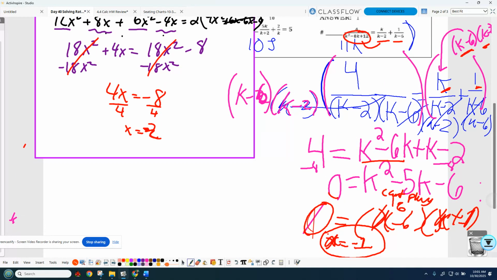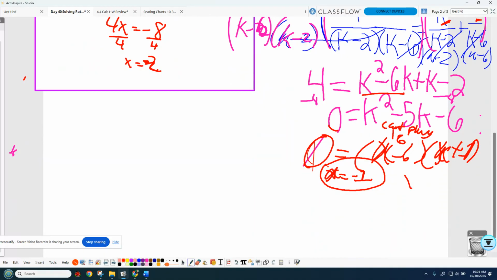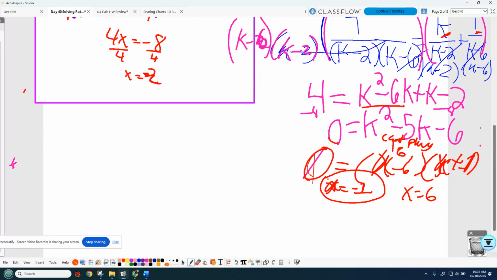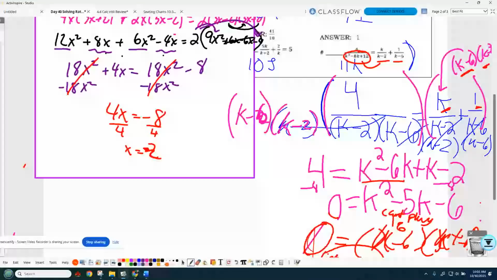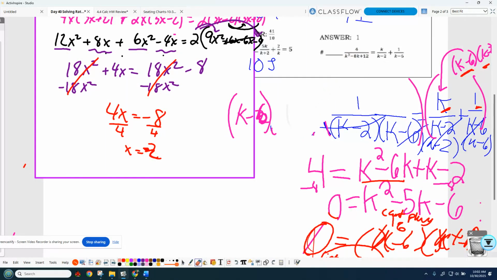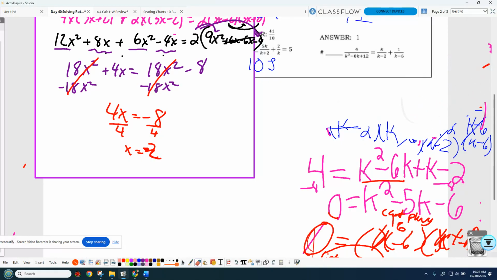How come they didn't keep, in factoring, they get x equals 6 and x equals negative 1. They only kept the negative 1. How come? Why? Okay, so those that wrote the problem up say we threw it out because when they plug 6 back in to this problem, it causes a divide by 0, which is a problem. So they are right in throwing it out.